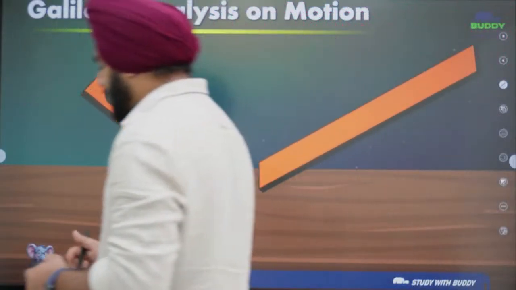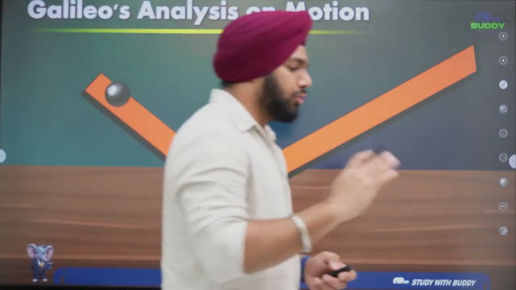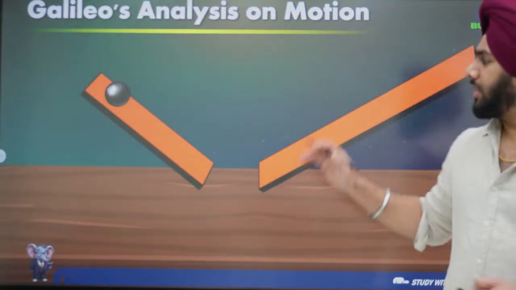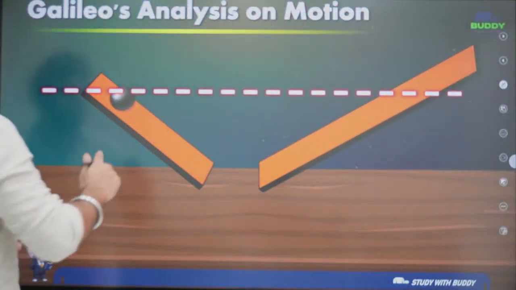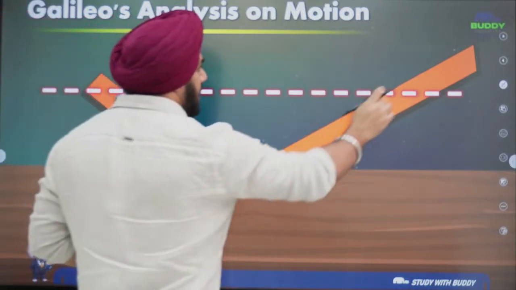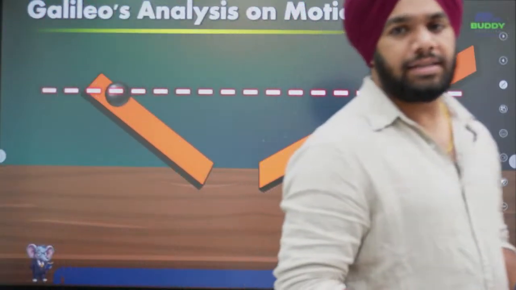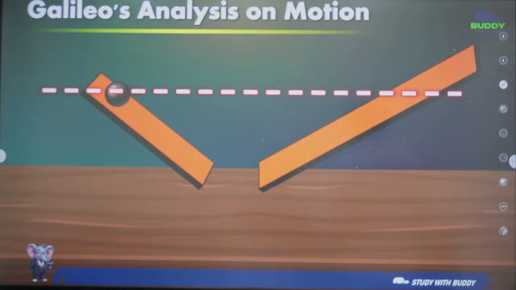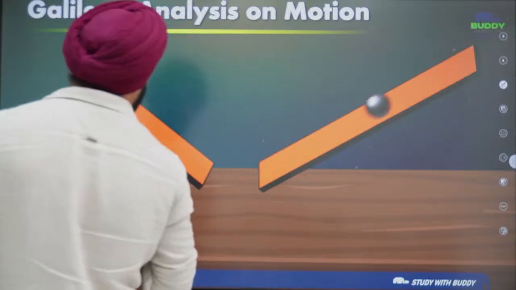Okay, so what exactly did he do? He took a ball and two planks, right? You can see two planks here, and you can clearly see a ball. What he stated was that if I allow this ball to move down, then it will again reach the same height. This is what Galileo was trying to say in his experiment. So this was the experiment performed by Galileo.